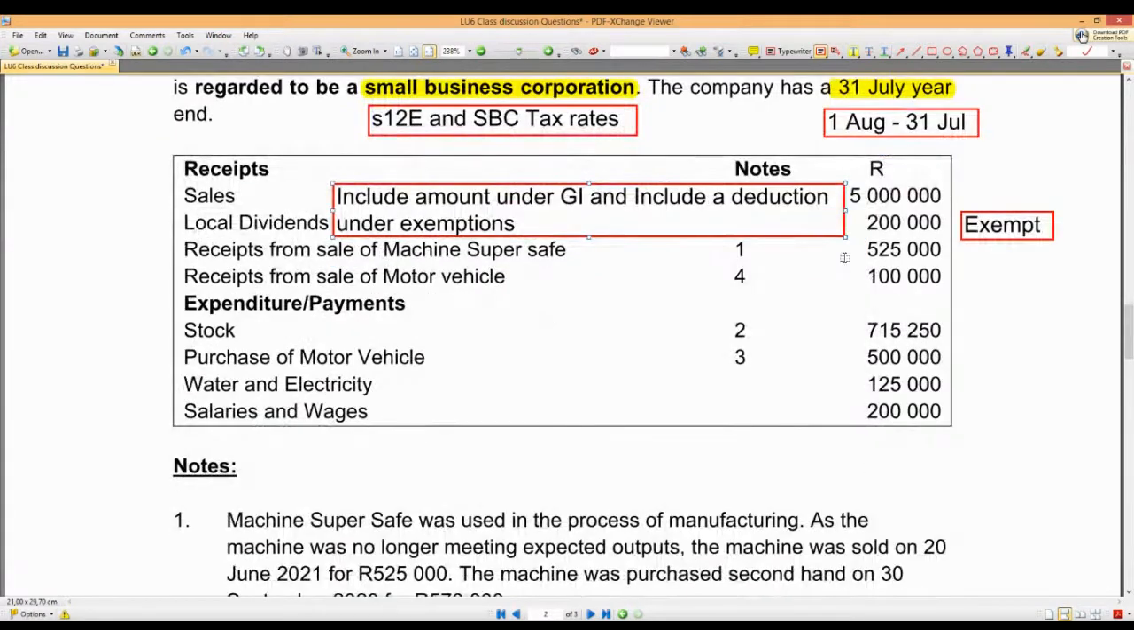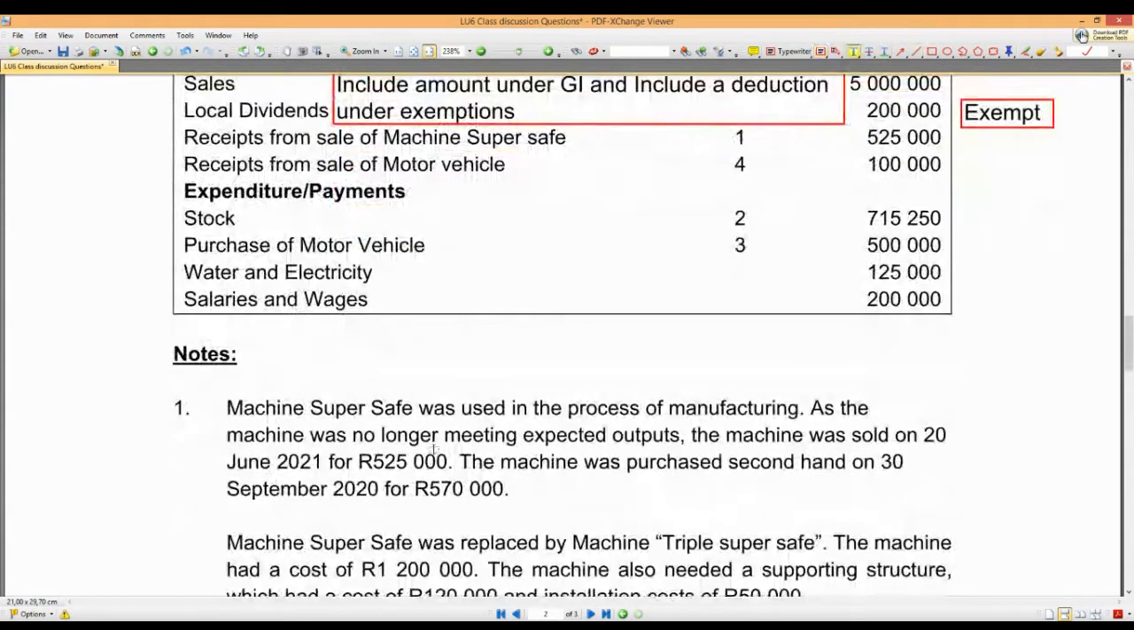So let's quickly read the receipts and then we will account for that information. So they tell you machine super safe was used in the process of manufacturing. Okay, so it's used in the process of manufacturing, and the machine was no longer meeting the expected output, so it was sold on 20 June 2021 for 552,000, and the machine was purchased second hand 30 September 2020 for 570,000. Okay, so it was purchased in the year and we disposed of it in the year. Okay, so based on our tax year.